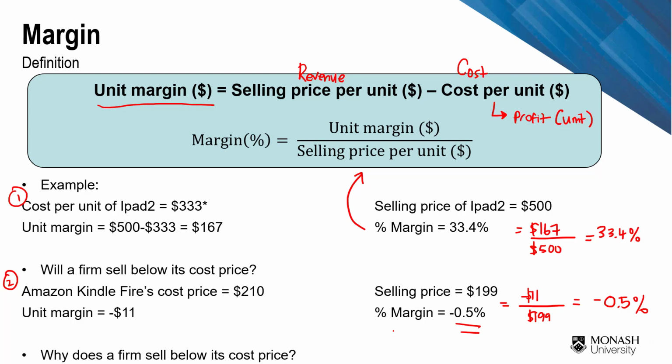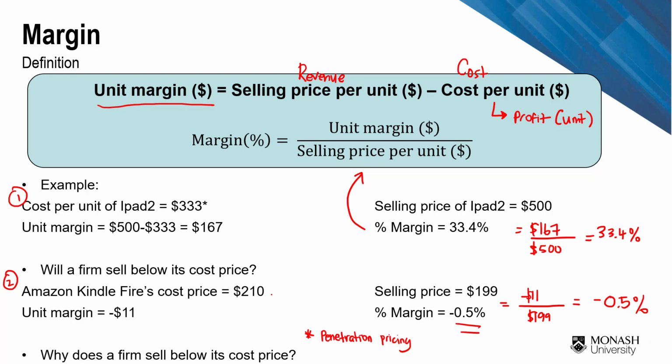So the question here is, why does a firm sell below its cost price? Sometimes there are legitimate reasons for doing that. For example, you might want to do what we call penetration pricing, which is what Amazon did here. You charge at a lower level so that you can penetrate more market share. Because as people get to know about your product and services, you can ideally charge a bit more, because people have already started using it.